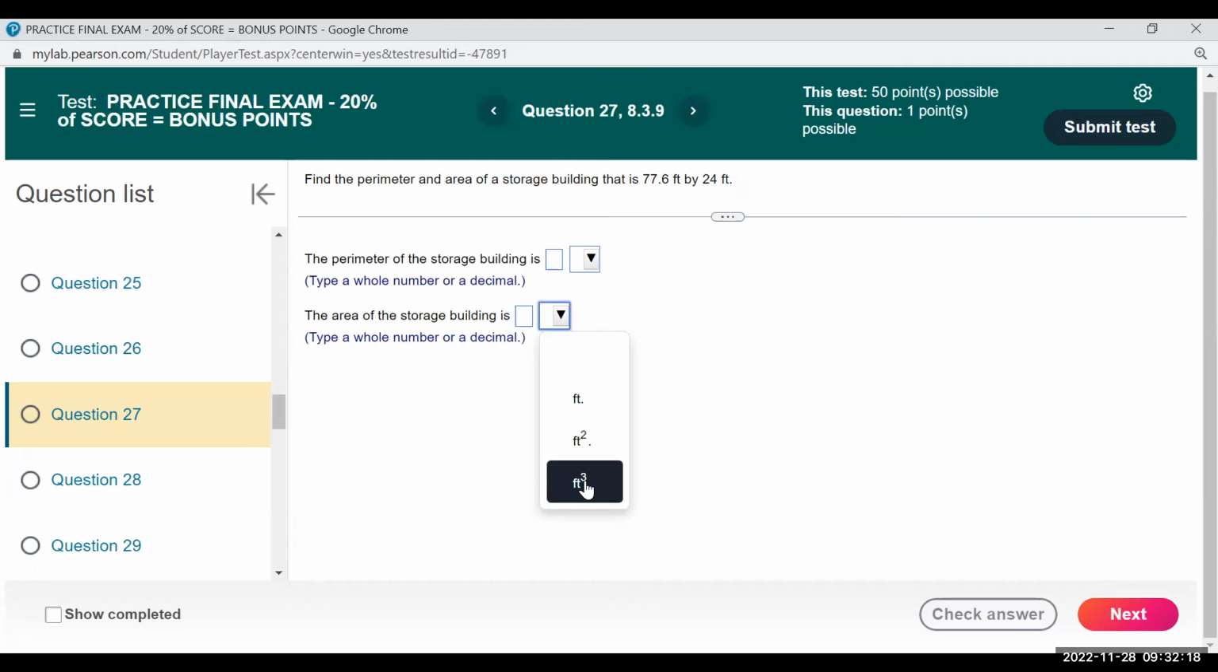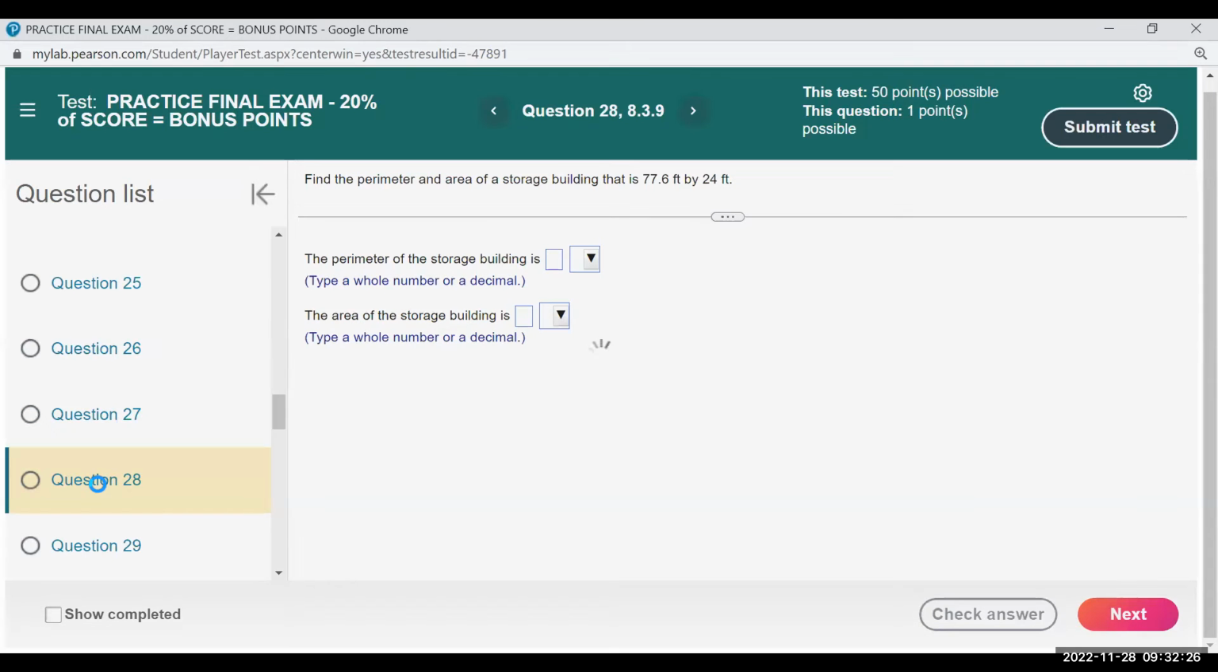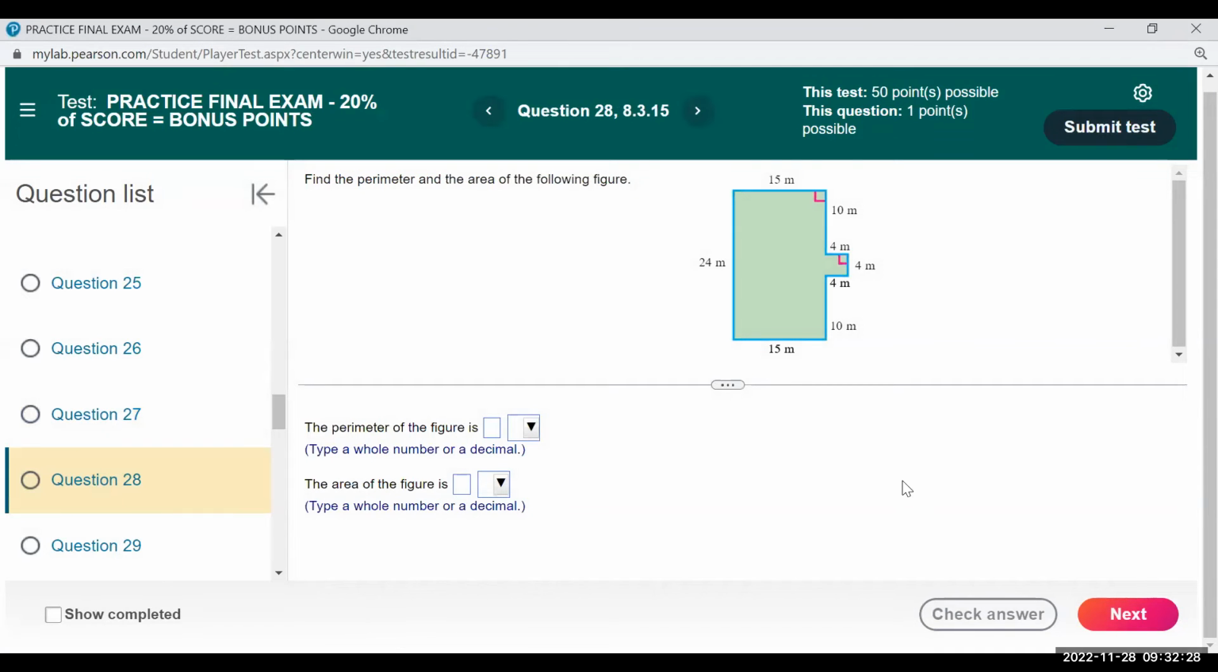Volume is in cubes because you have 3 sides in volumes. Ooh. Find the perimeter and area of this picture.